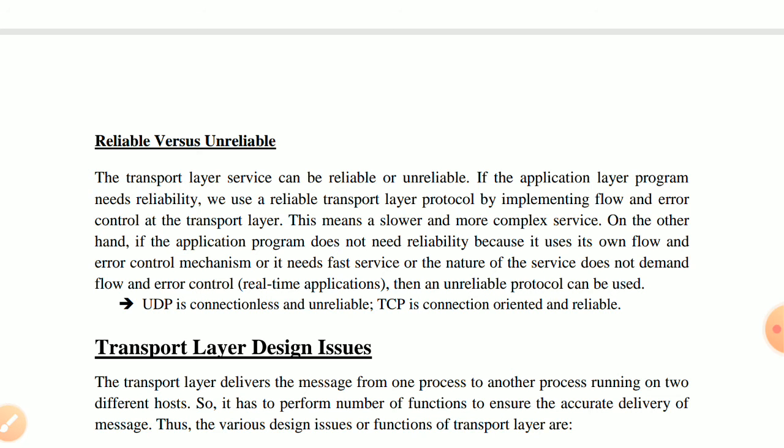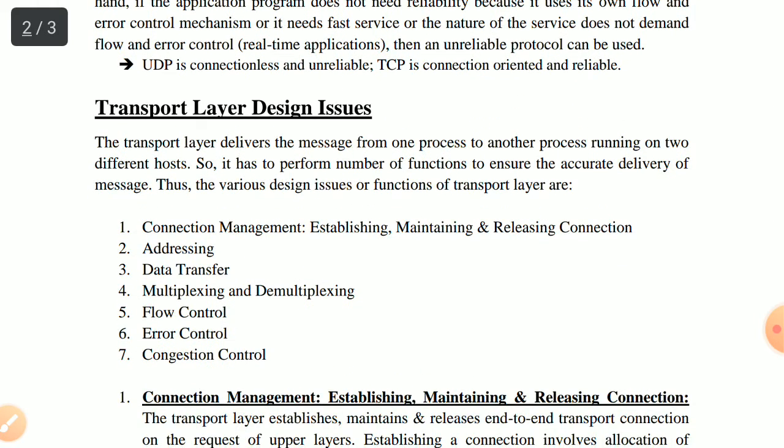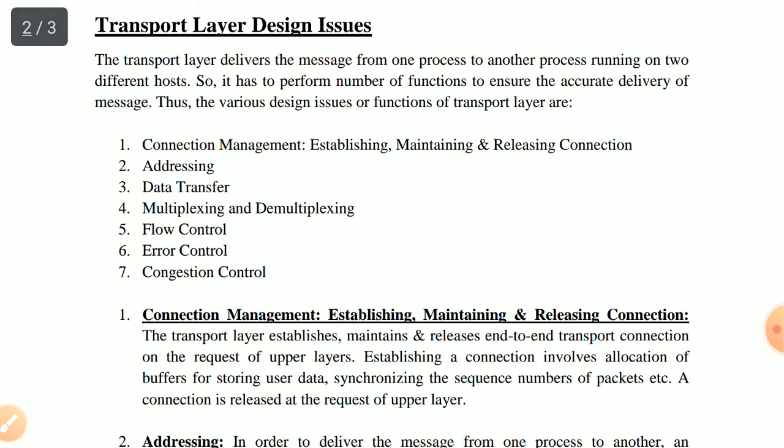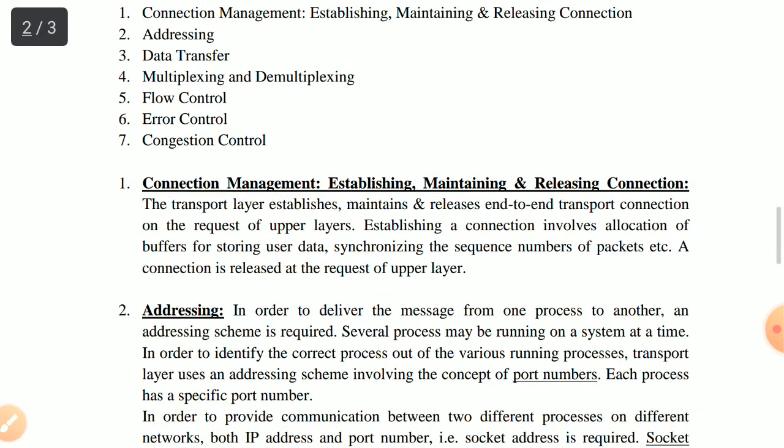The different design issues related with transport layer are connection management, addressing, data transfer, multiplexing and demultiplexing, flow control, error control and congestion control. Transport layer is responsible for establishing a connection between the 2 processes residing on the 2 different hosts. Then to maintain that connection for the entire duration of data transfer. Once the connection is over, transport layer is responsible for releasing that connection. But mind it, this design issue is applicable if you are having a connection oriented service.